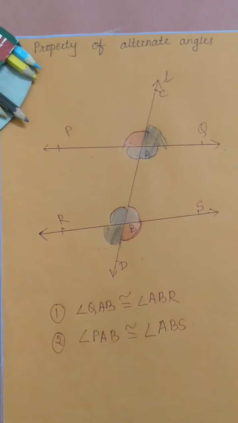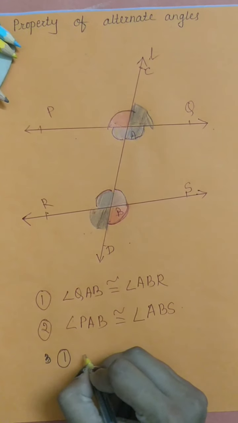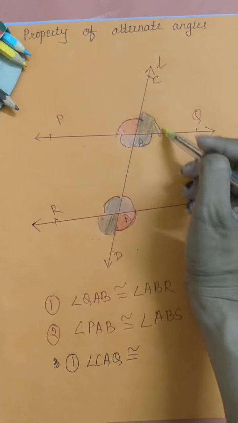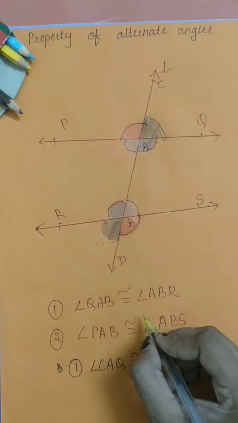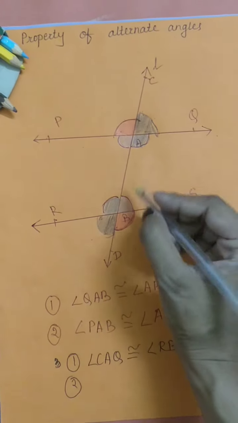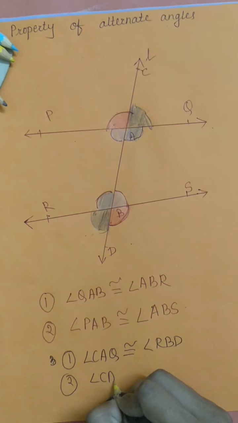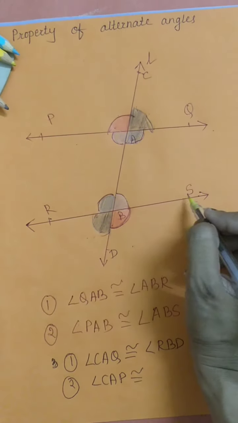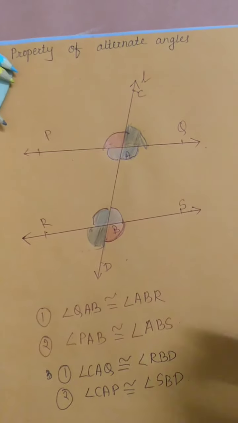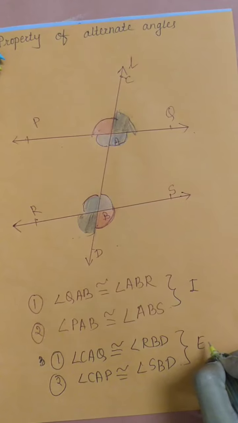So we have angle CAQ exterior. Angle CAQ is congruent to the angle RBD because they are exteriors. And this is CAB. Angle CAB is congruent to the angle SBD. Okay, so that's it. This is interior angles and this is exterior.